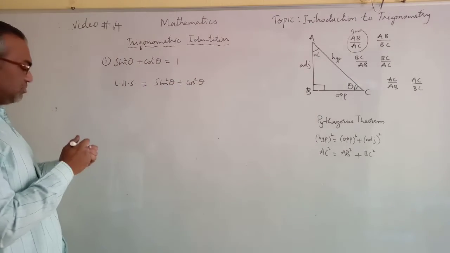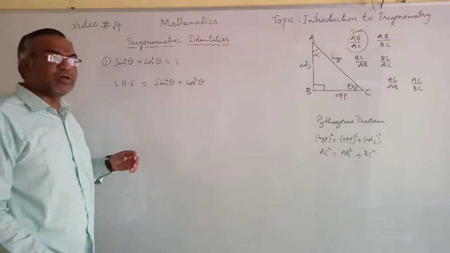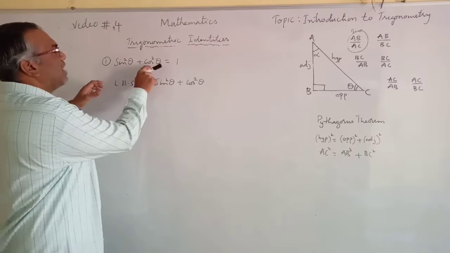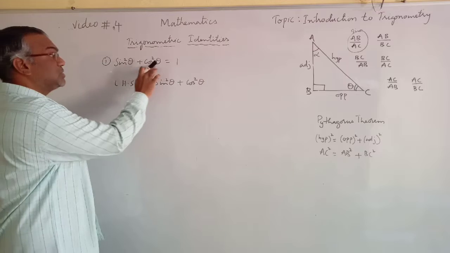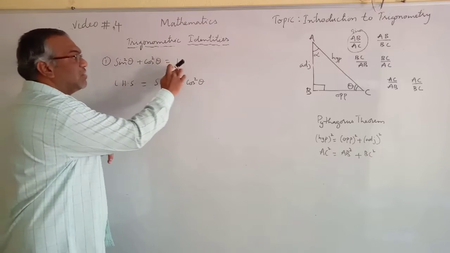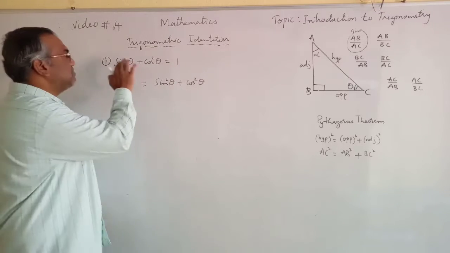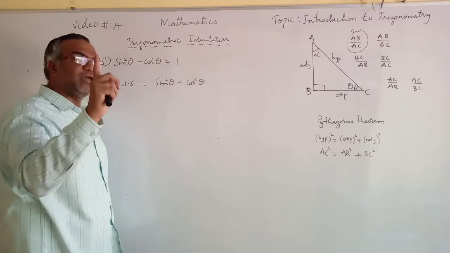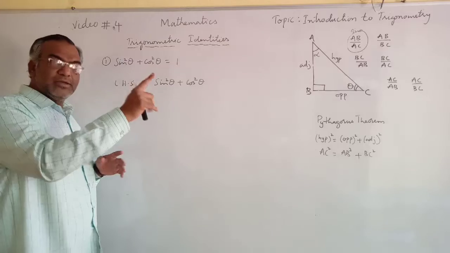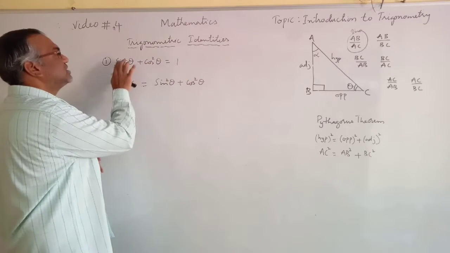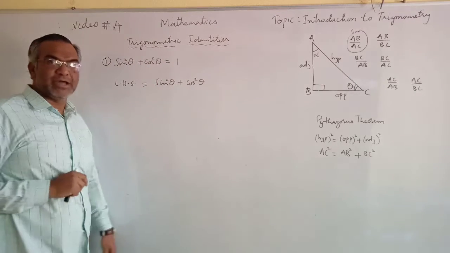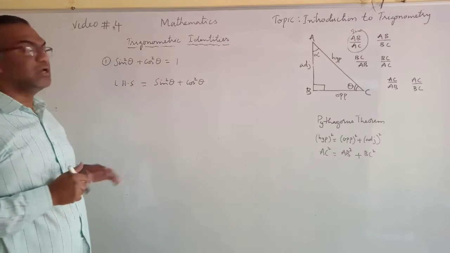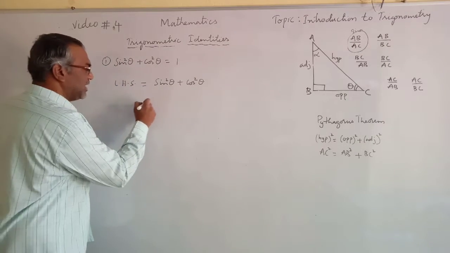What does it mean? While solving trigonometry problems, if you see sine square theta plus cos square theta, with the same angle, then that will always be equal to 1. So you can replace sine square of an angle plus cos square of the same angle by 1. Or if you see 1, you can replace it by sine square of an angle plus cos square of the same angle. You can do that.